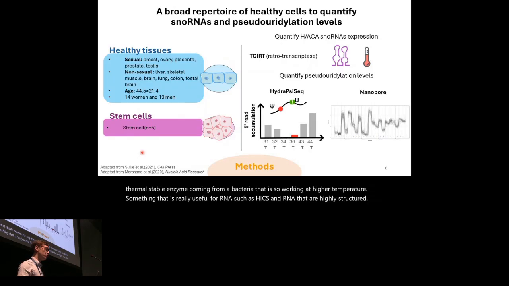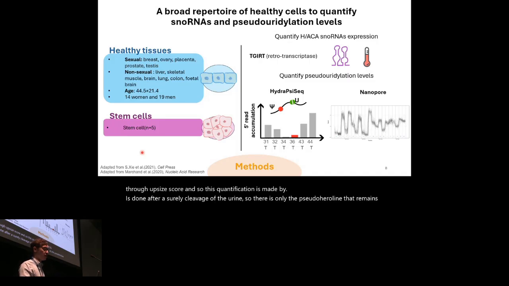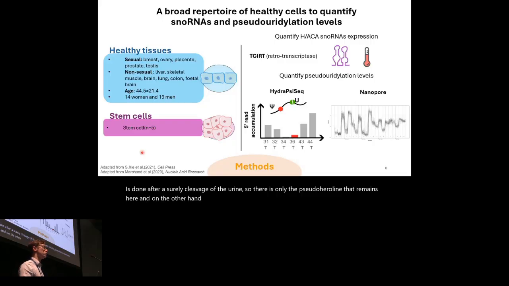To quantify the pseudouridylation level, we adopted a coupled approach using the HydraPsiSeq method, a chemically derived method that can quantify the pseudouridine score through a psi score. This quantification is done after a cleavage of the uridine, so there is only the pseudouridine that remains here. And on the other hand, we also used nanopore sequencing, taking the current intensity disruption as a signal to detect and quantify the pseudouridine in our different molecules.